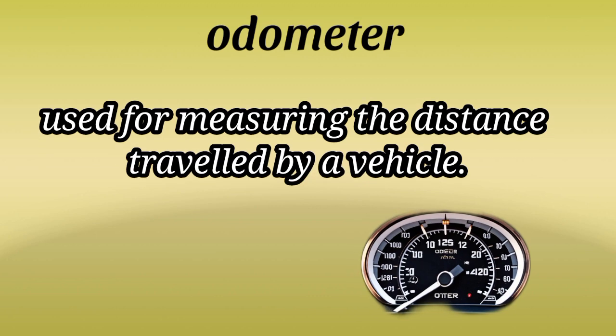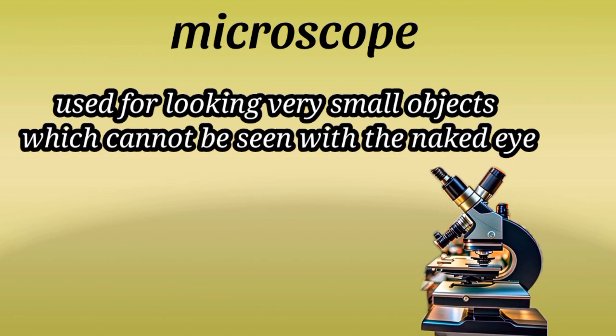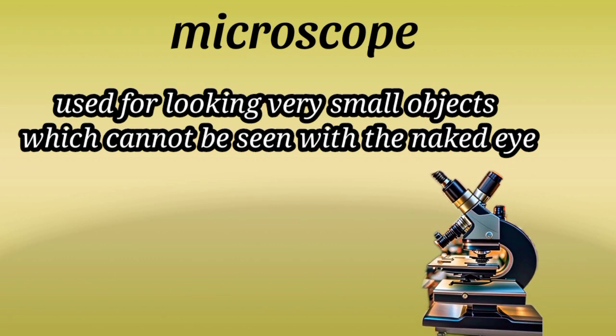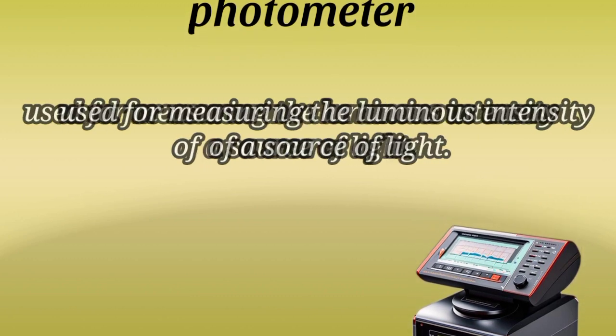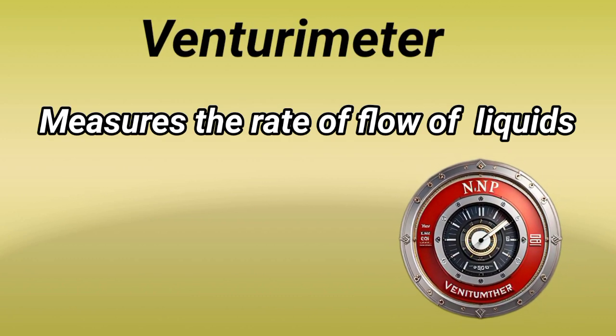Odometer: used for measuring the distance traveled by a vehicle. Microscope: used for looking at very small objects which cannot be seen with naked eyes. Photometer: used for measuring the luminous intensity of a source of light. Venturimeter: measures the rate of flow of liquids.